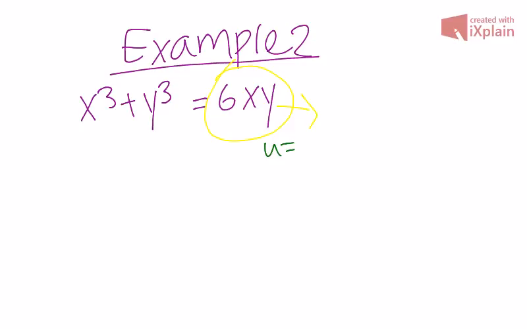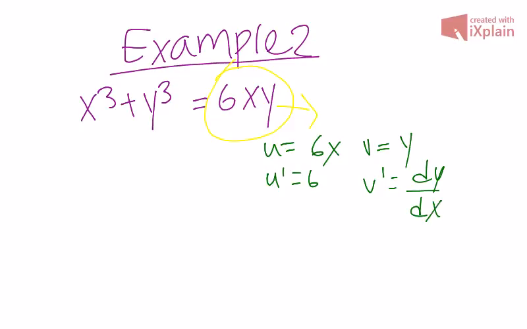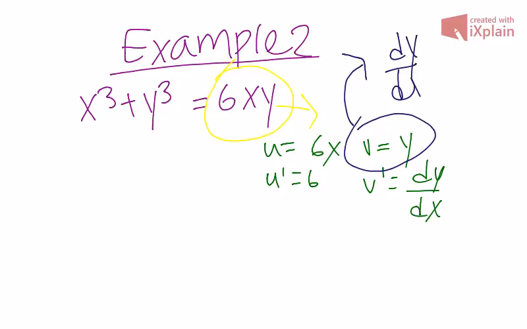This will become 6x. We have to do u substitution. So u is 6x, u prime is 6, v is y, v prime is dy over dx. And a quick trick of when we add dy over dx, if you're wondering, is I like to think of whenever I see a y variable, automatically I know that dy over dx has to be included. So keep that in mind if you're having trouble with dy over dx.